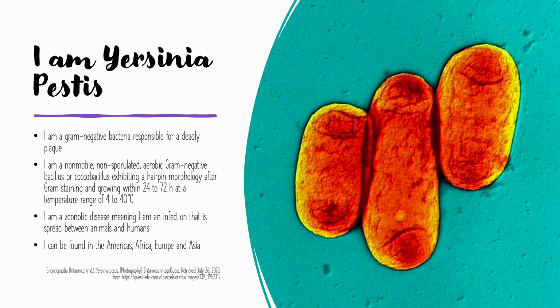I am Yersinia pestis. I am a gram-negative bacteria responsible for a deadly plague. I am a non-motile, non-sporulated, aerobic, gram-negative bacillus exhibiting a hairpin morphology after gram staining and growing within 24 to 72 hours at a temperature range of 4 to 40 degrees Celsius.